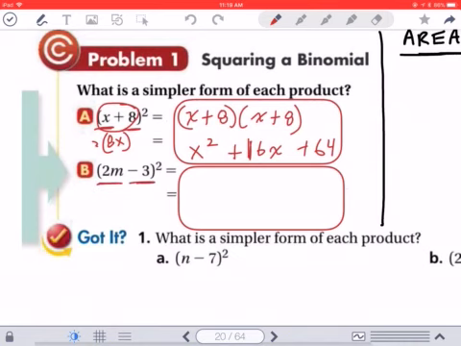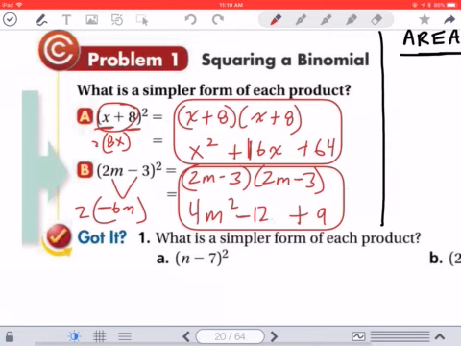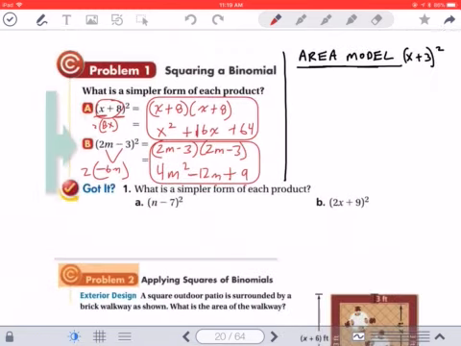Whatever these numbers are, I can follow the same rule for expressions. So this is going to be (2m - 3) times (2m - 3). I just take this first term, square it, it's 4m squared. Take this last term, square it, it's positive 9. I multiply 2m times negative 3. That's negative 6m, and I double it. It's going to be negative 12m. Okay, and that's my expression.